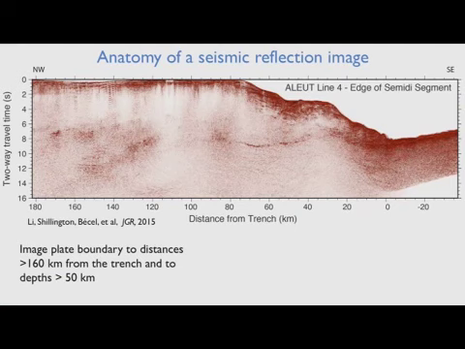So here is a seismic reflection image. It's from Alaska again, and it's across offshore of the Alaska Peninsula. I want us to have a chance to look at this together and understand what's in here. Again, we're looking at two-way travel time and distance from the trench. So here's the seafloor. This is the trench.